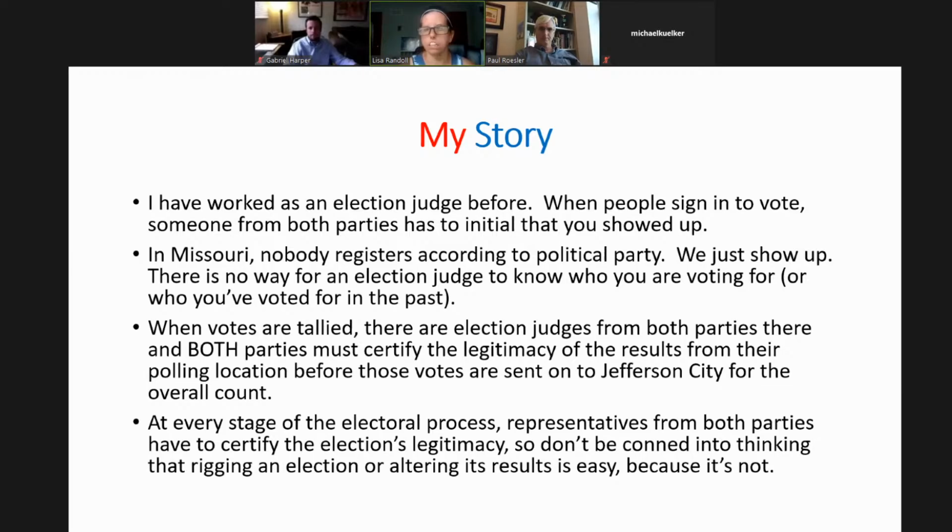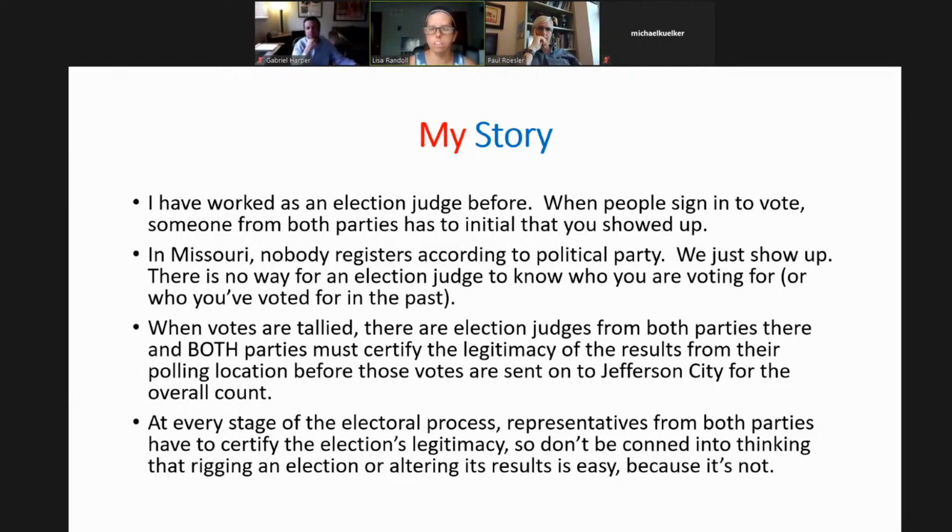In Missouri, nobody registers according to political party. When you register to vote, you register as you. So I am Lisa Randall, and I registered to vote when I was 17 and a half, so I would be eligible when I was 18. There's no way for an election judge or anyone else to know based on your voter registration what party you voted for, who you voted for, or who you are likely to vote for.